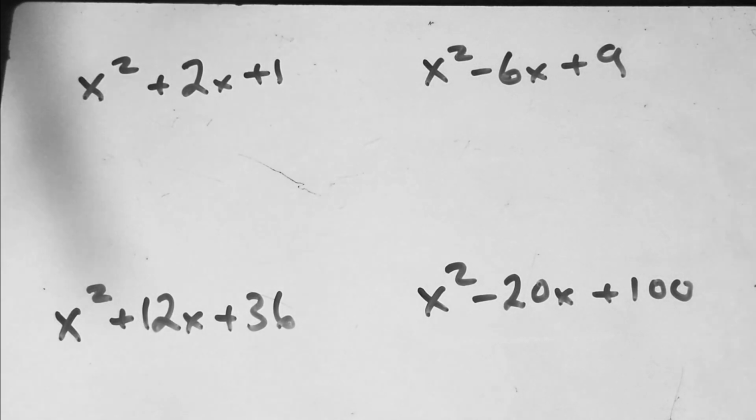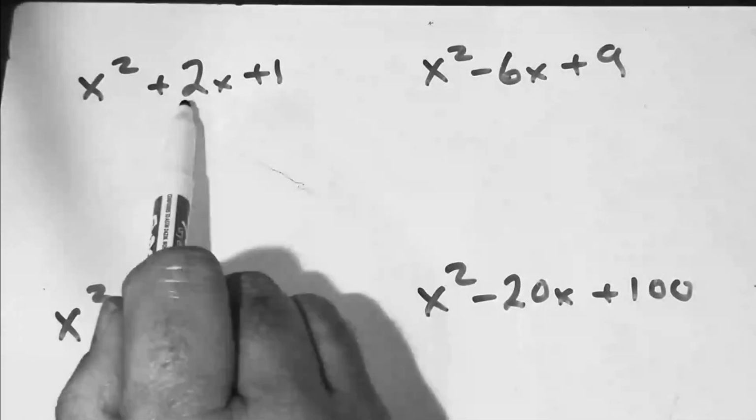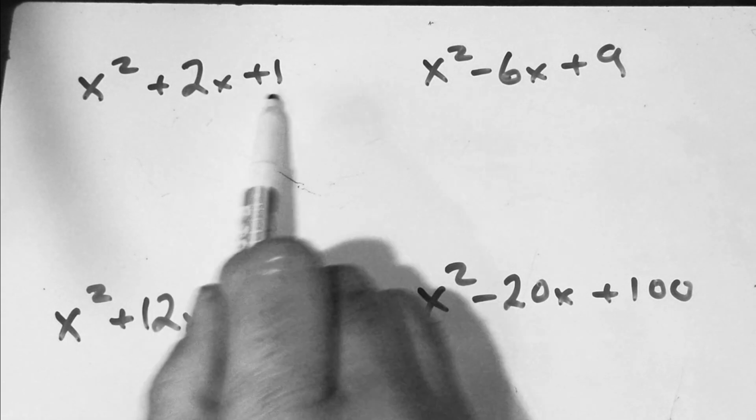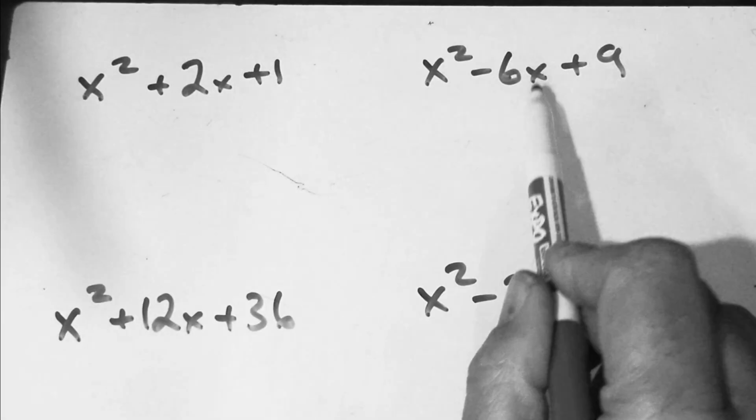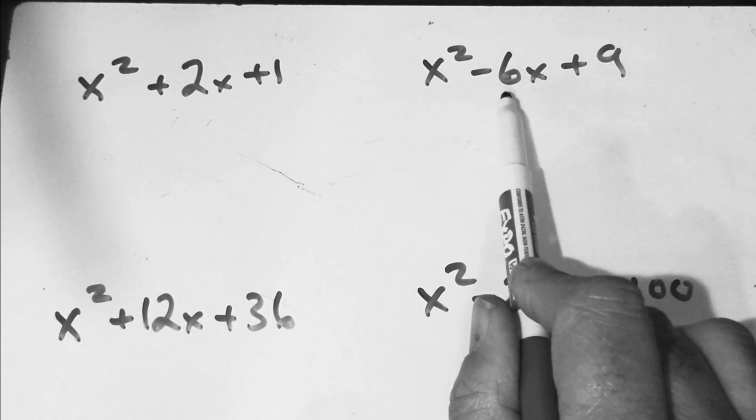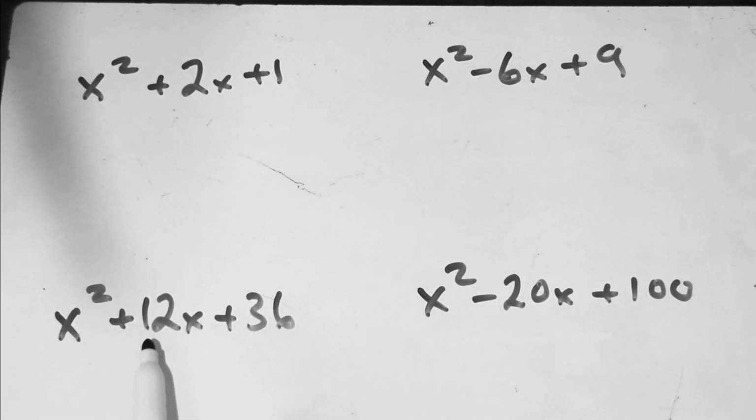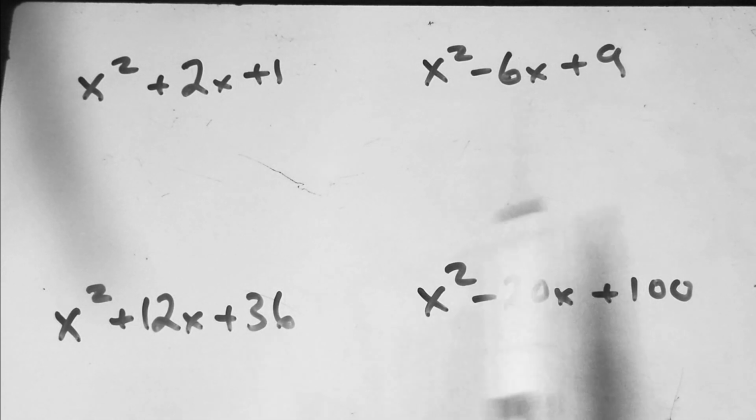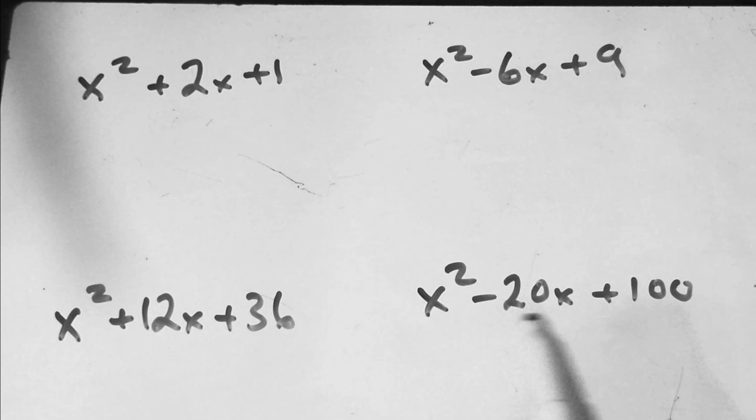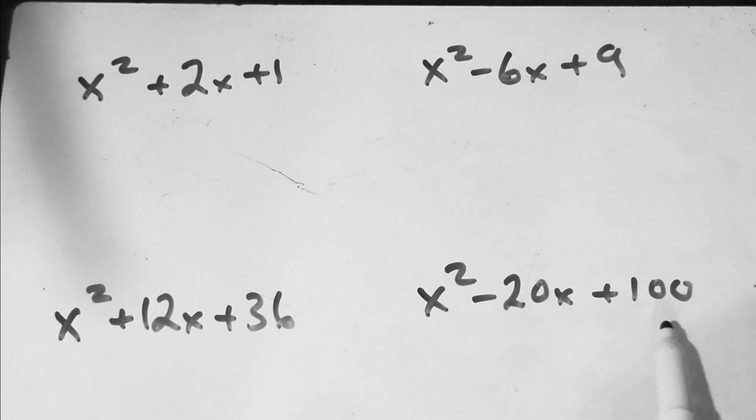So here we have four trinomials. Are they perfect square trinomials? For each one, to check if it's a perfect square trinomial, look at the middle term, divide it by 2, and square it. Half of 2 is 1. 1 squared is 1. This is a perfect square. Half of negative 6 is negative 3. Negative 3 squared is 9. That's a perfect square. Half of 12 is 6. 6 squared is 36. That's a perfect square. Half of negative 20 is negative 10. Negative 10 squared is 100. So each one of these comes from a perfect square.